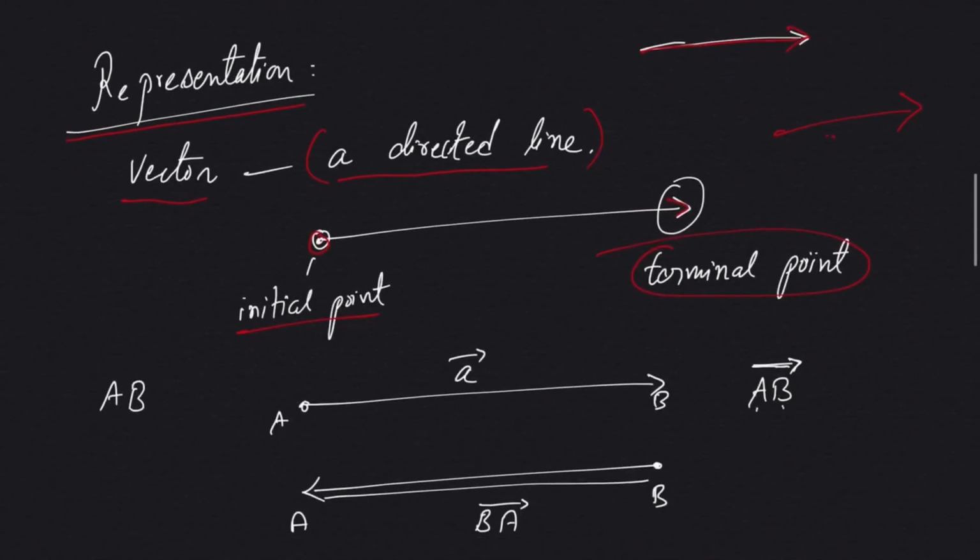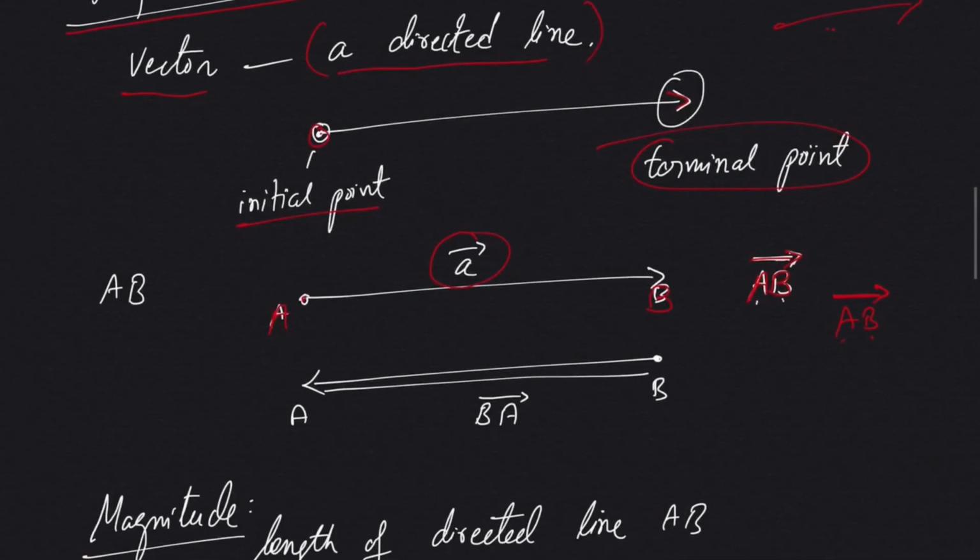Okay, and how do we denote it? If the initial point was A and the terminal point is B, then the directed line will be given by vector AB. It can also be denoted by single alphabets, vector A, any alphabet that you wish. Now this is very important, the direction. The moment I write vector AB, it means it's going from A to B, that is, A is the initial point, B is the terminal point. If B is the initial point and A is the terminal point, then it's going to be BA, because it means it is directed from B towards A.